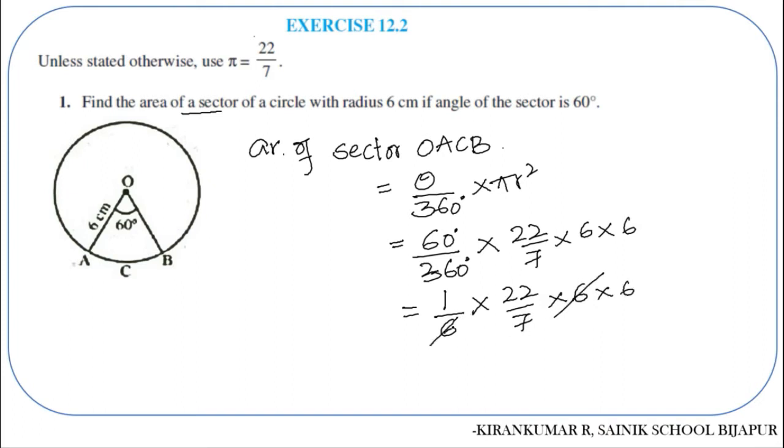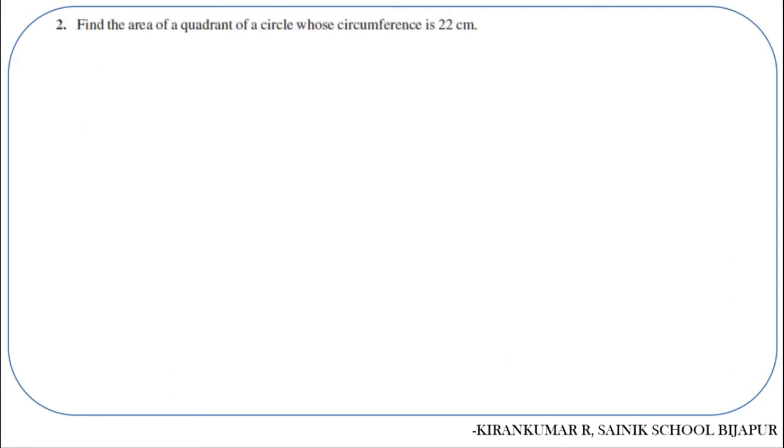One of the 6 gets cancelled. We'll be getting 6 multiplied to 22, which is 132 upon 7 centimeter square. If you want, you can further simplify. I'm presenting the answer as it is. Second question.